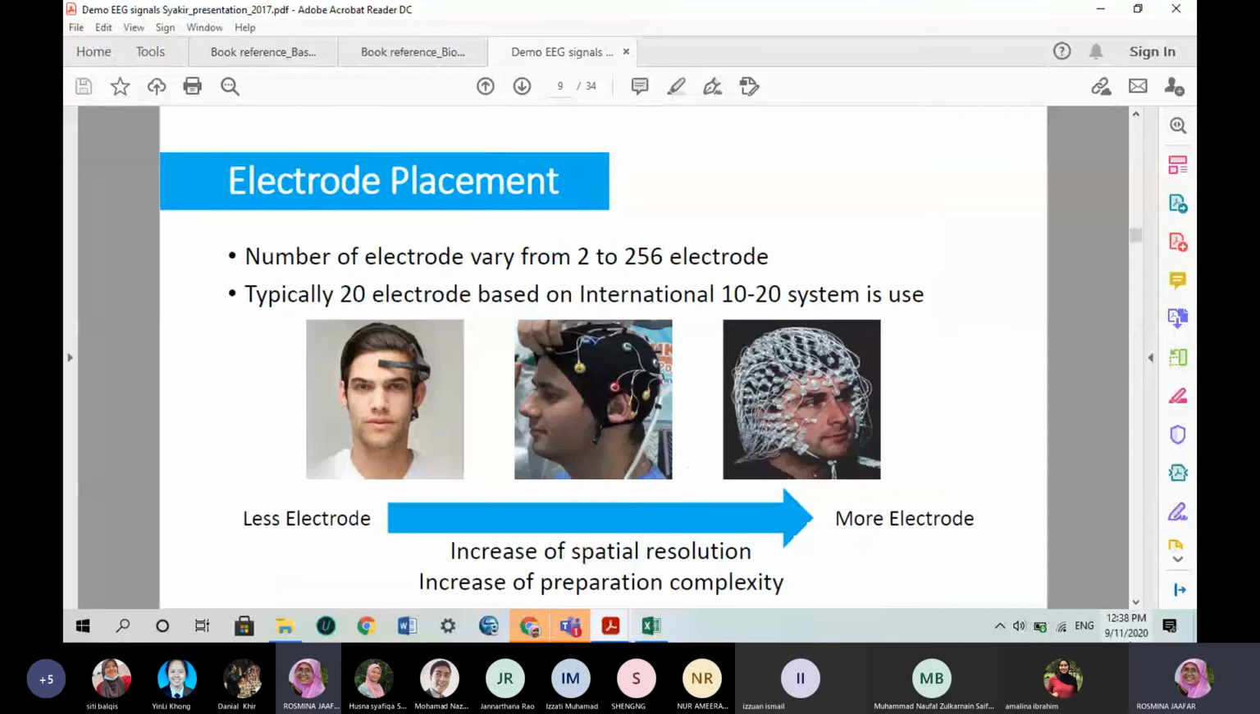Okay, and the electrode placements, I've shown you a few series of the recording. This one, the leftmost figure, is single channel EEG. So it's taken from the forehead, and then the reference auricular A1, telinga kiri, jadi odd number kan. So A1 dengan FP1 lah, ni sebelah kiri.